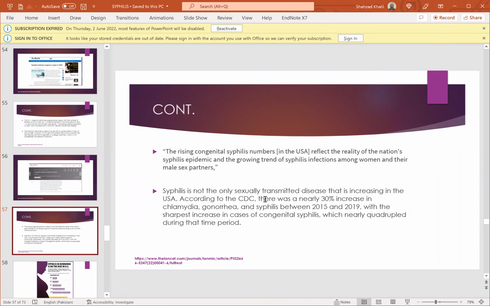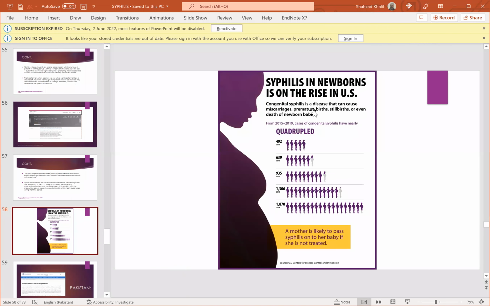Syphilis is not the only sexually transmitted disease that is increasing in the USA. According to the CDC, there was a nearly 30% increase in chlamydia, gonorrhea, and syphilis between 2015 and 2019, with the sharpest increase in congenital syphilis, which nearly quadrupled during that time period. You can see syphilis in newborns is on the rise in the US.